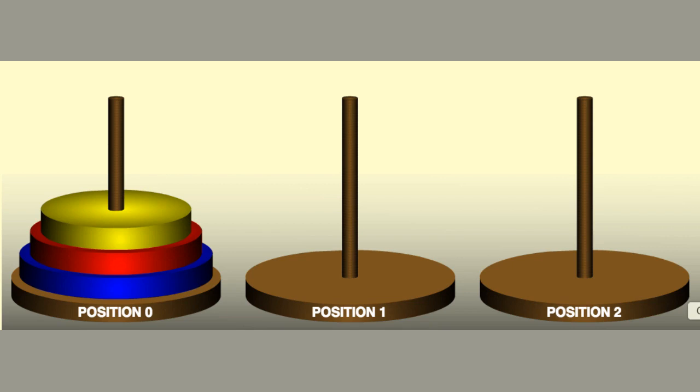But there are two conditions. Number 1, we cannot pick more than one disk at a time from any peg. And number 2, in the process of transfer, we cannot put a larger disk on a smaller disk. That's prohibited. So how could we do that?